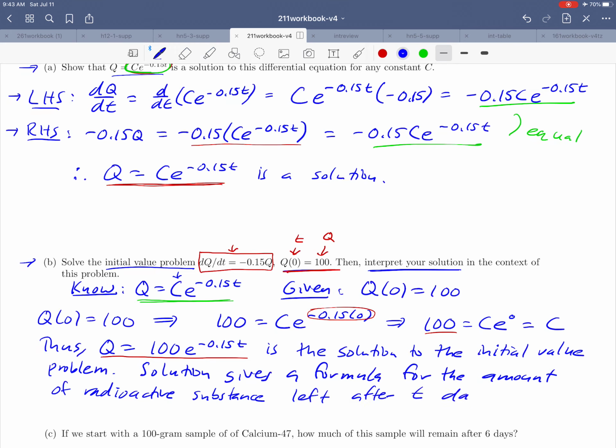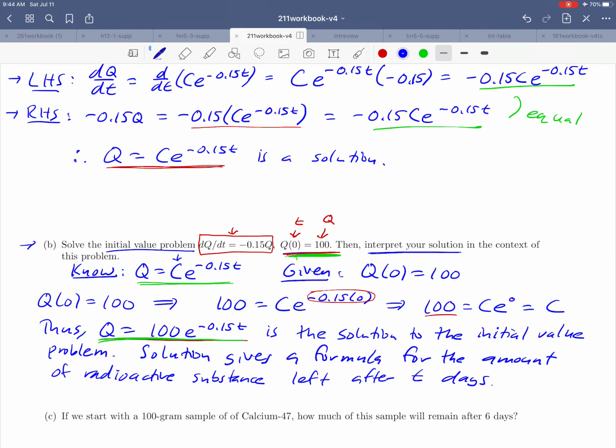for the amount of the substance after t days. By giving you this initial condition, telling you how much of the substance we started with, that was enough information to boil it down to a single formula that's going to allow us to figure out how much of the substance is left after any time.